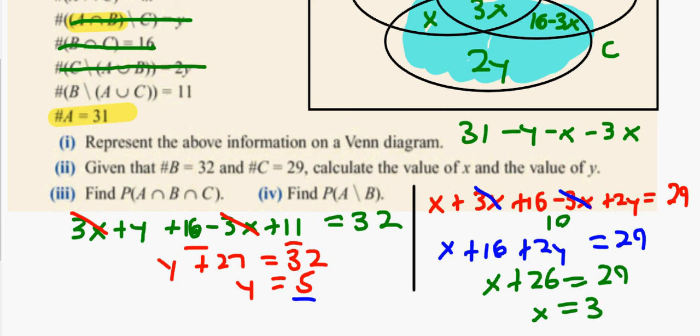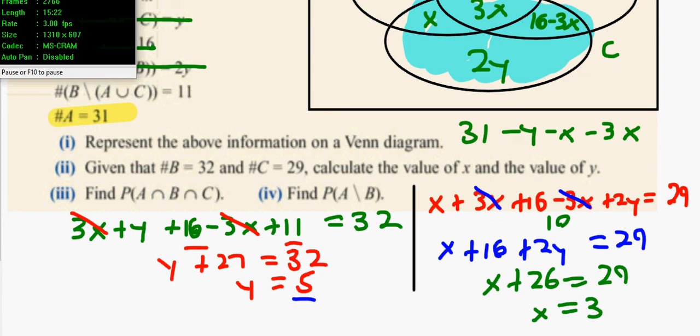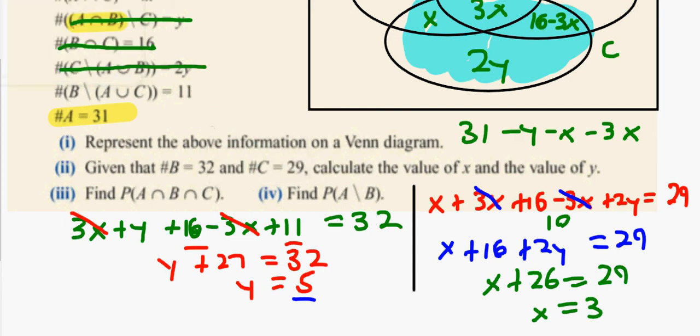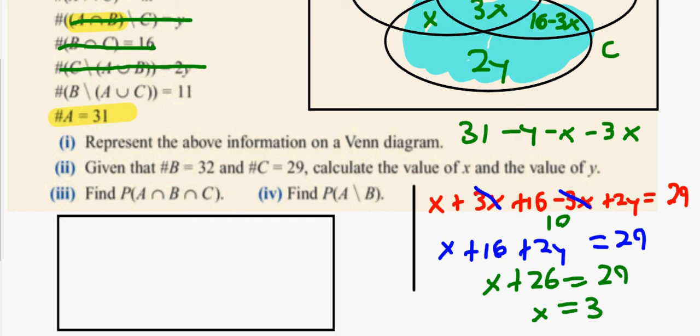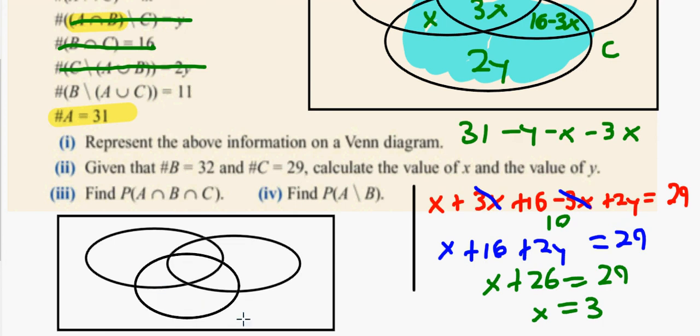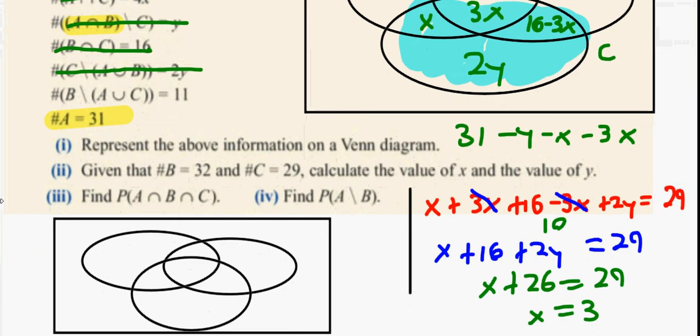Do the next part on your own. You're going to need to redraw the diagram and plug in the values for x and y. Okay? Redraw the diagram, put in your values for x and y. Okay. So you draw your diagram with your 3 ellipses. Alright, and now we're going to put in A, B, and C. So A, B, and C.